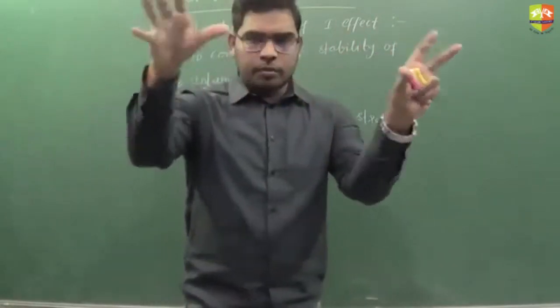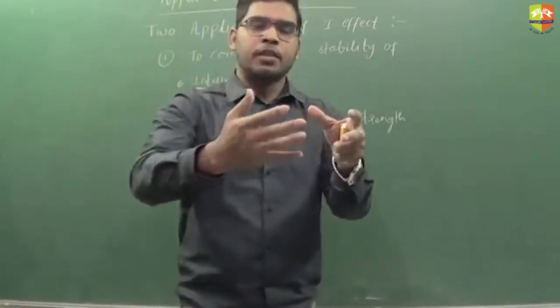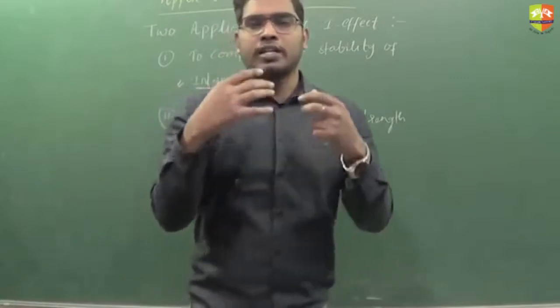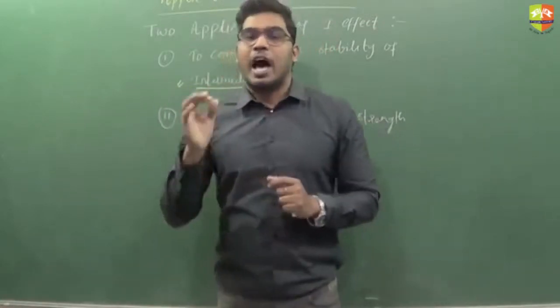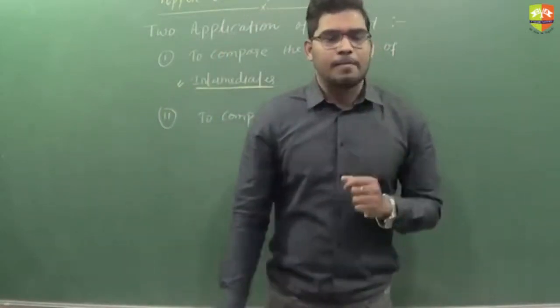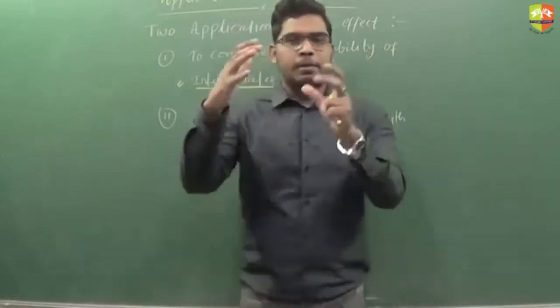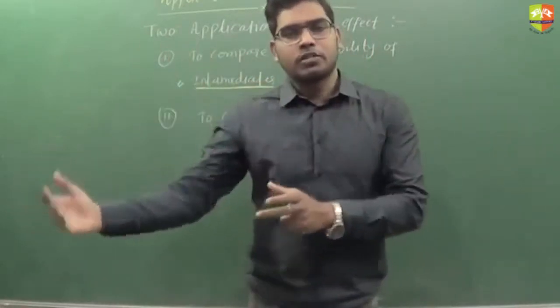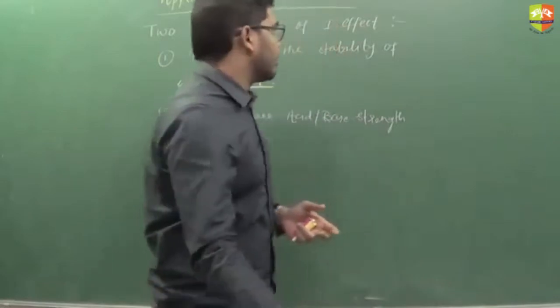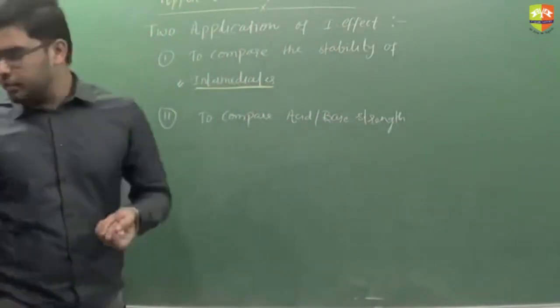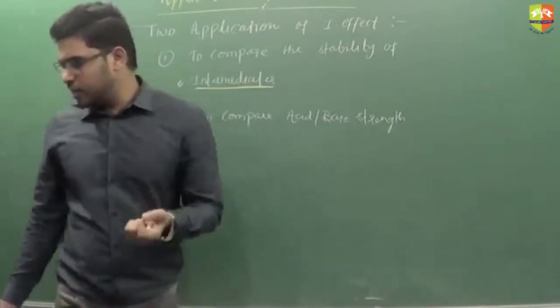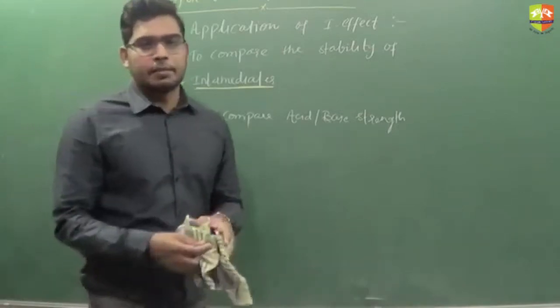So among those intermediates we can compare the stability, but overall, if I ask you what is the stability of intermediates, it is a highly unstable molecule or ion. Okay, so it is not stable at all, and hence finally it converts into product. Now we'll discuss intermediates first. We'll see a few examples of intermediates, then we'll discuss one by one the stability of those intermediates.